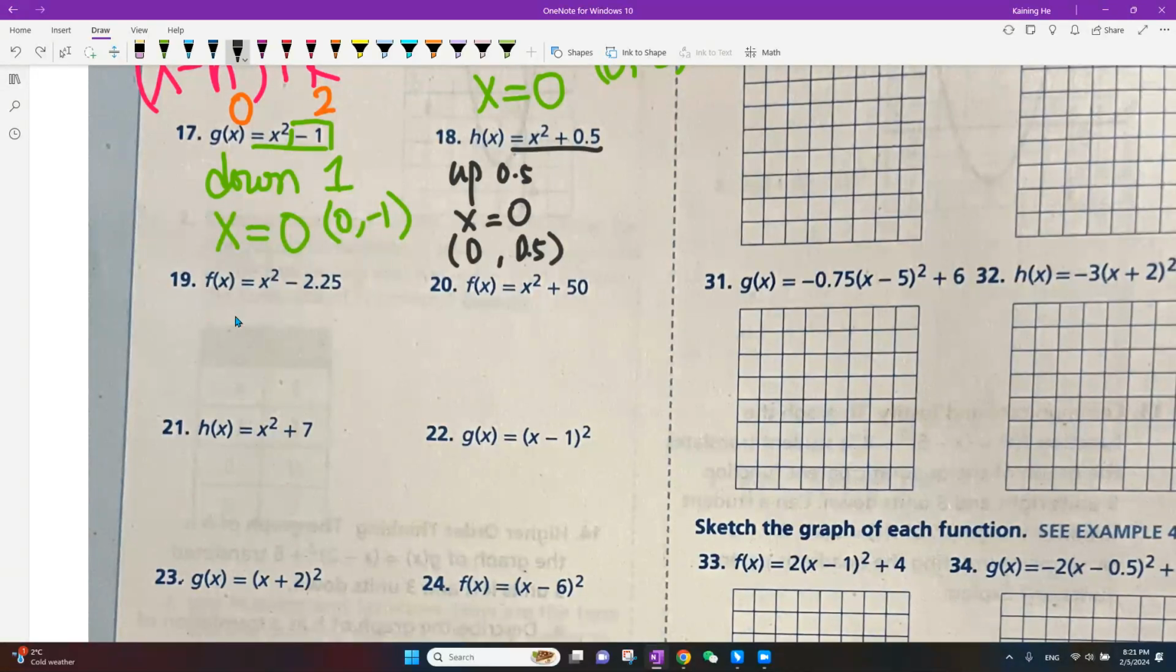Your axis of symmetry is 0. Keep going, and then your vertex is 0, comma, negative 2.25. Perfect. Next one. Keep going. We're gonna move this up fast because we already know the drill.